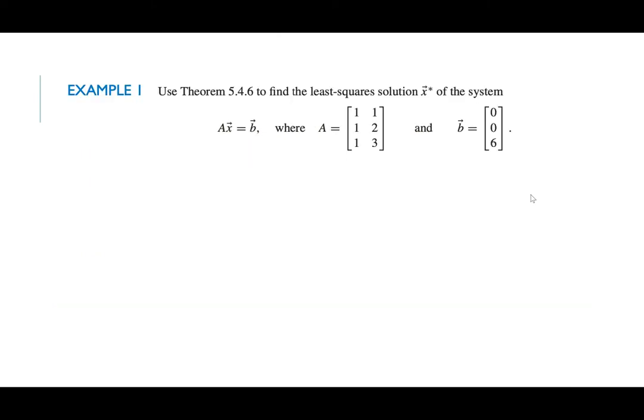Okay, so let's use this theorem to actually find the least squares solution of a system. Okay, you've got AX equals B. A is this matrix, B is this vector.